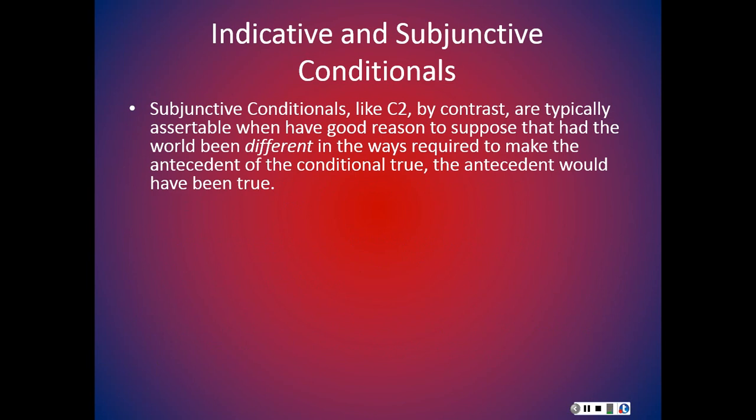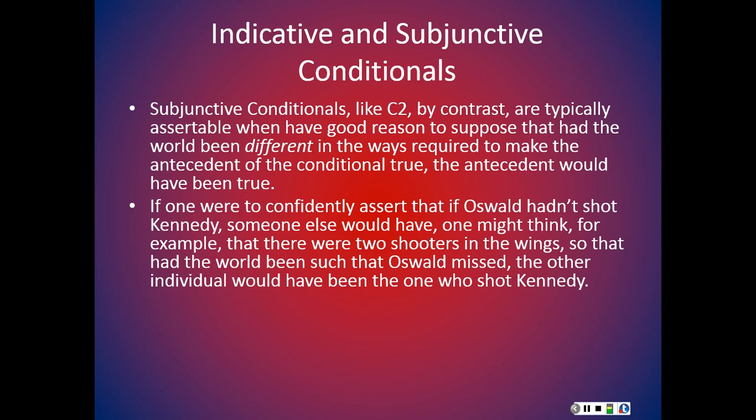Subjunctive conditionals like C2, by contrast, are typically assertable when we have good reason to suppose that had the world been different in the ways required to make the antecedent of the conditional true, the antecedent would have been true. So if one were to confidently assert that if Oswald hadn't shot Kennedy, someone else would have, one likely believes that Oswald did in fact shoot Kennedy, and one's imagining what would happen had things been different. You might think, for example, that there were two shooters in the wings, so that had Oswald missed, the other individual would have been the one who shot Kennedy.